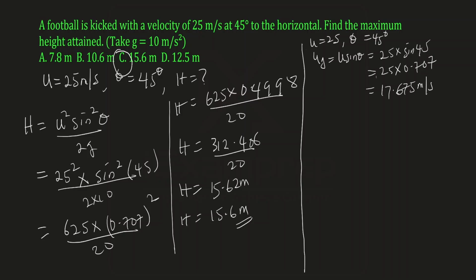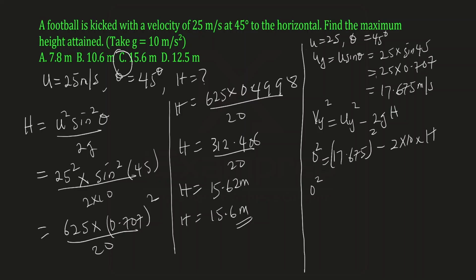Now I'm looking for maximum height. I can just simply say Vy squared equals Uy squared minus 2gh. All right, you understand why I'm using this. I've mentioned this earlier. So substituting each of the values in the parameters, this becomes 0 squared equals 17.675 squared minus 2 times 10 times h.